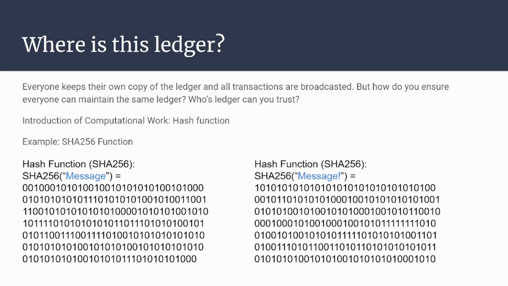If this is one big game of telephone, that begs the question, how do you ensure that everyone has the same ledger, or whose ledger can you trust? This introduces the idea of computational work, specifically the idea of a hash function. For many online securities, the SHA-256 function is used to create a hash. Messages and data are put through this function, and they create this hash.